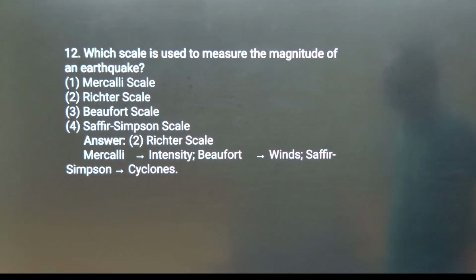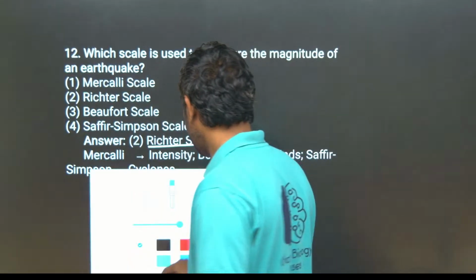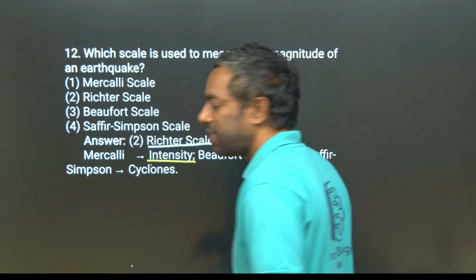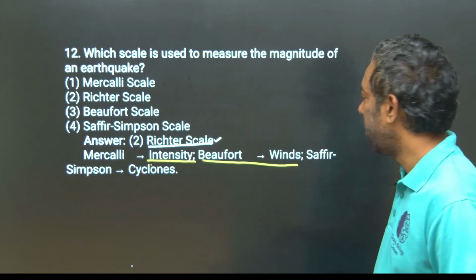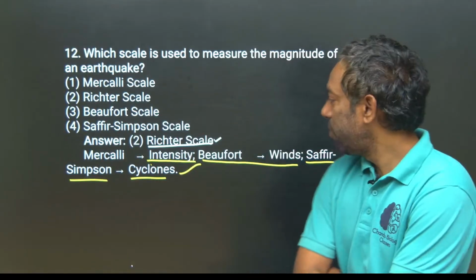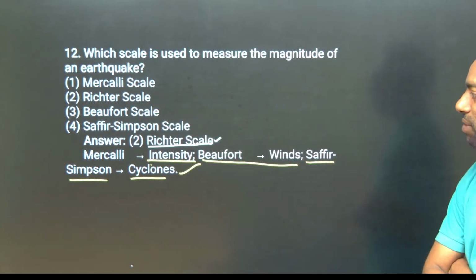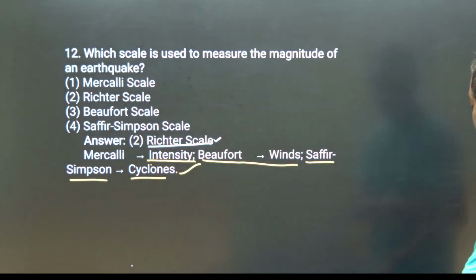Which scale is used to measure the magnitude of an earthquake? Richter scale. The Mercalli scale measures the intensity of an earthquake. Beaufort is for winds, most important. Saffir-Simpson is for cyclones. These are the measuring methods.